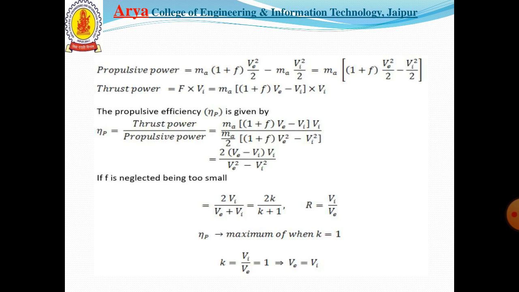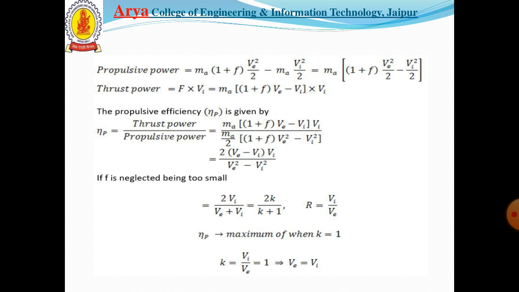The propulsive power equals ma into (1 plus f) into Ve square upon 2 minus ma Vi square upon 2. That is equal to, by taking ma common, ma into [(1 plus f) into Ve square upon 2 minus Vi square upon 2], and the thrust power equals F into Vi, that is equal to ma into (1 plus f) into Ve minus Vi into Vi.